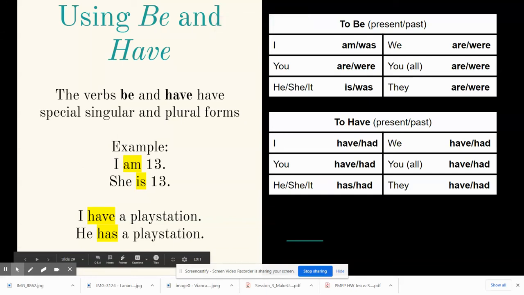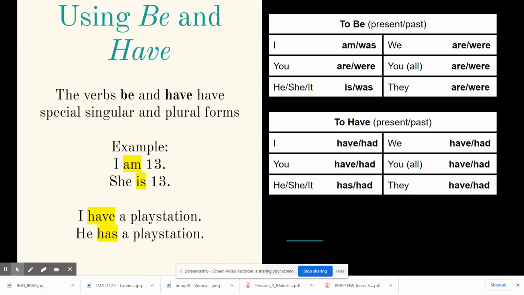Using the verbs be and have. The verbs be and have have special singular and plural forms. Because of these special singular and plural forms, oftentimes the verb be and the verb have are mistaken for different parts of speech. That means sometimes we'll read a sentence with these verbs in them, be or have, and we won't realize that be and have are verbs.